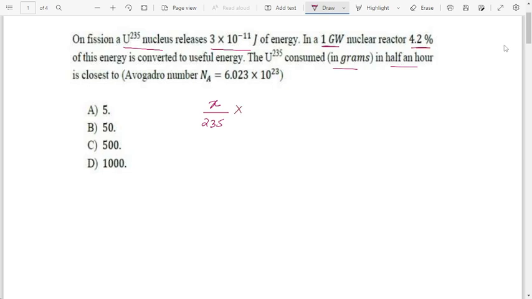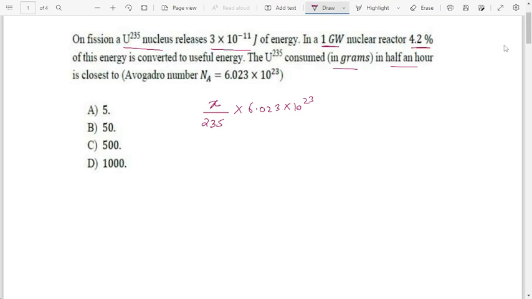Okay, so how many atoms? Just multiply this by Avogadro number. So that means 6.023 into 10 to the power 23. So we can say that these many atoms of uranium 235 must have been consumed in half an hour. Okay, so on consumption of one atom, 3 into 10 to the power minus 11 joules of energy is released.